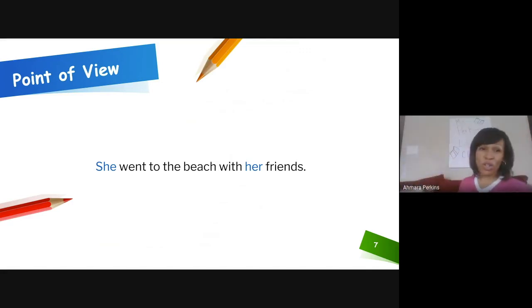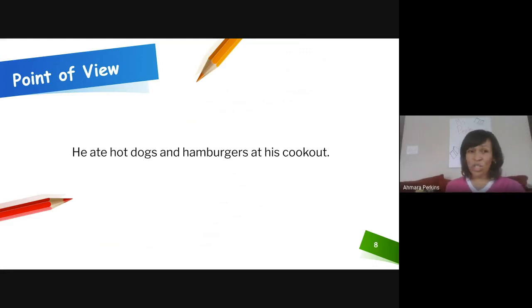All right, so now it's your turn. You have two practices. What I want you to do is read the sentence to yourself, identify the pronouns, and then based on those pronouns, refer back to your anchor chart if you need to, and determine whether this sentence is written in first or third person point of view.